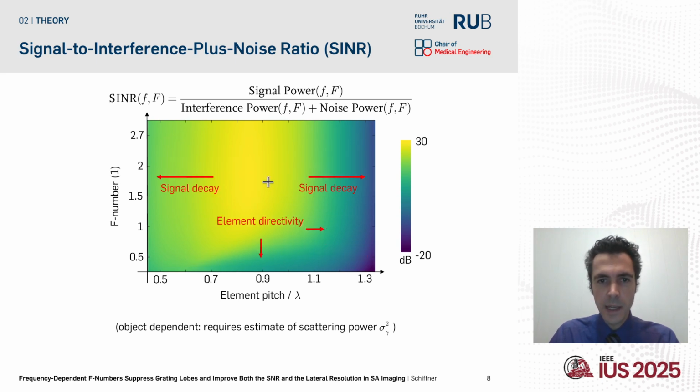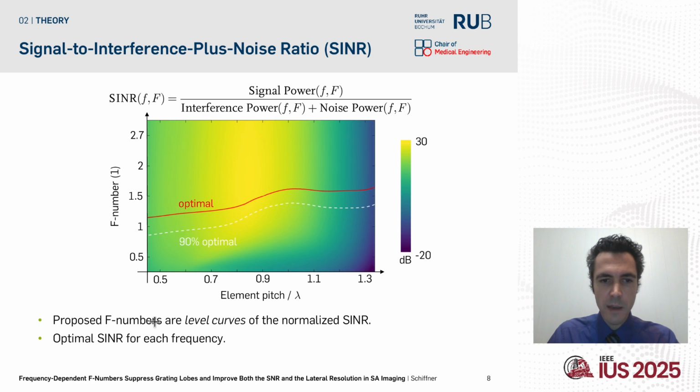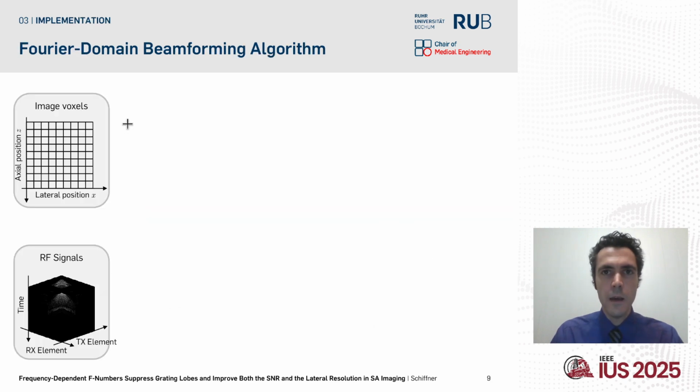Moreover, the decay of the signal power for low frequencies and high frequencies and the effect of the element directivity can be observed. The proposed F numbers are level curves of the normalized SNR for each frequency. These F numbers provide optimal SINR for each frequency. The proposed F numbers are frequency dependent and require a Fourier domain beamforming algorithm.